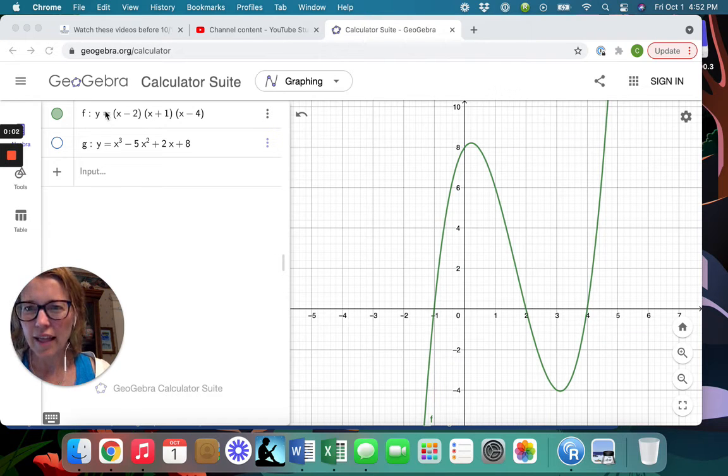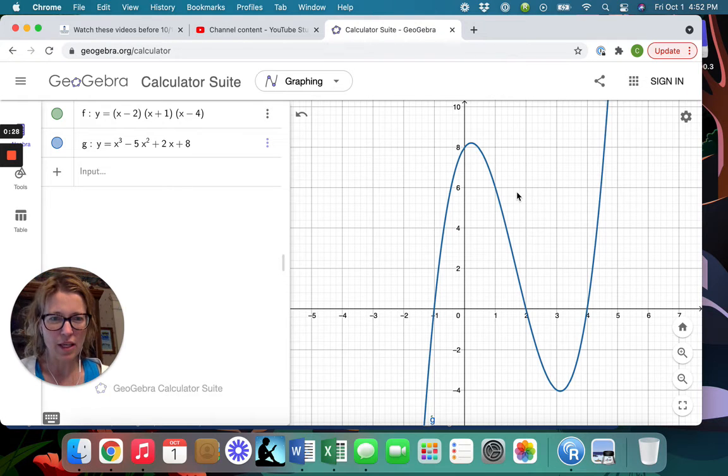I'd like you to look at these two equations. Believe it or not, these are the same thing. If I were to multiply all these things together, I would get this one. If I were to factor this one, I would get this one. Right now I have this green one graphed. I'll click on this one. There it is, right on top of it.